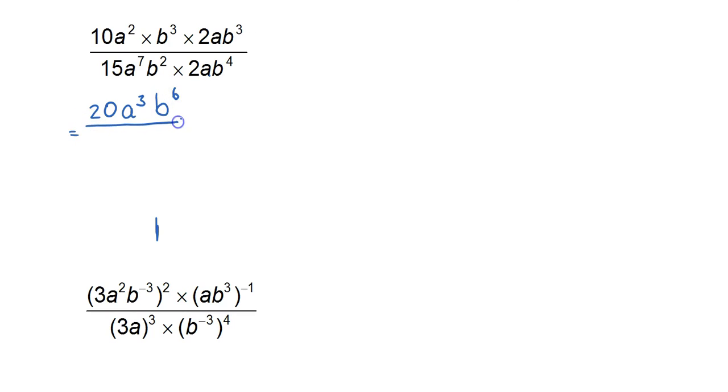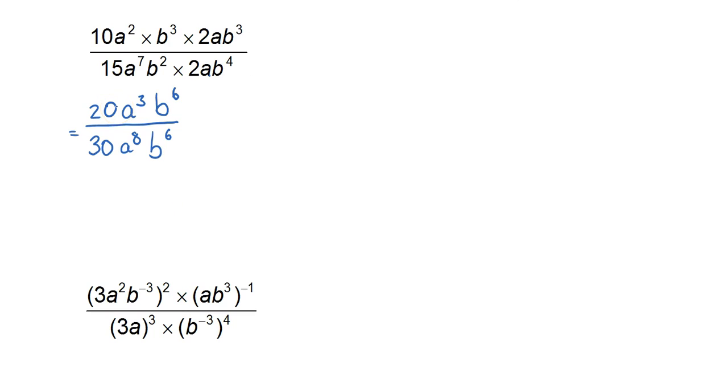Okay, and then down the bottom, numbers first. 15 times 2 is 30. A to the power of 7, A to the power of 1. I've got 7 there, another one there, so I've got 8. I've got 2 B's there and another 4 there, so I've got 6.